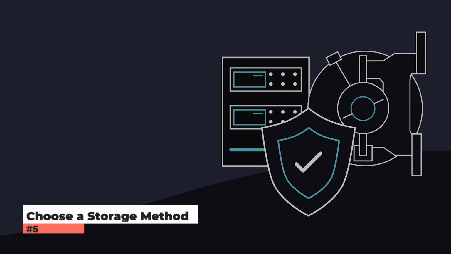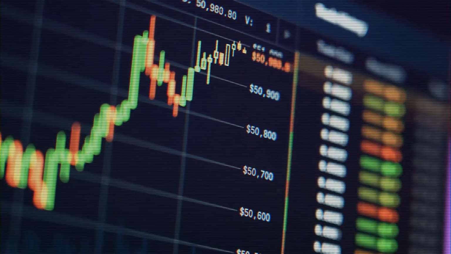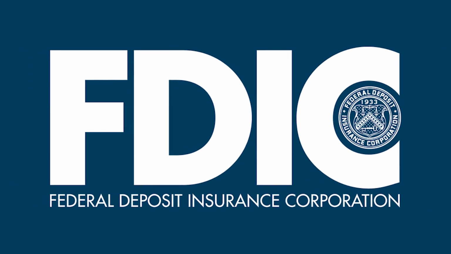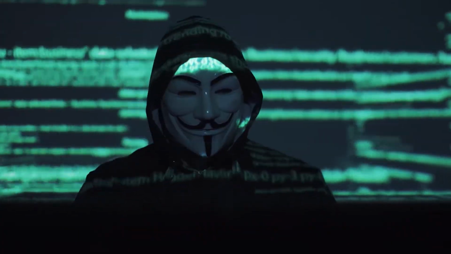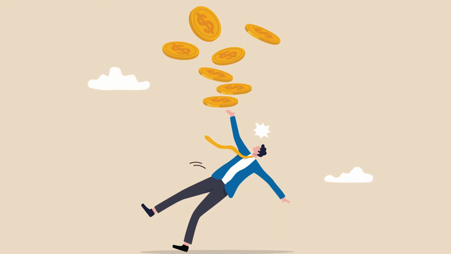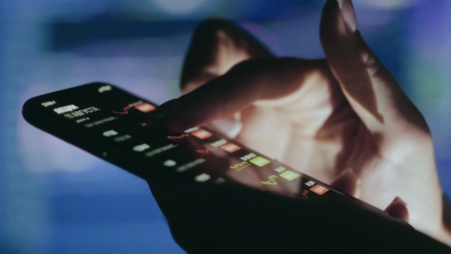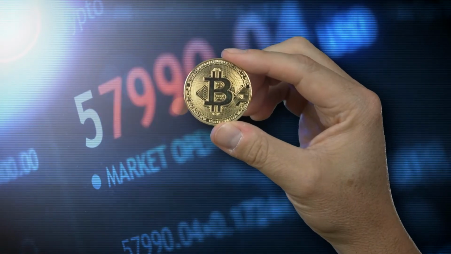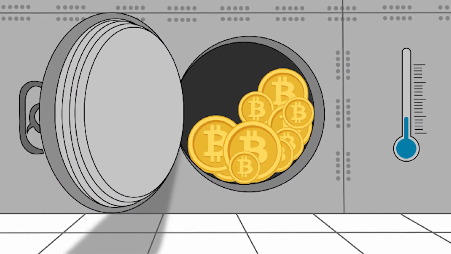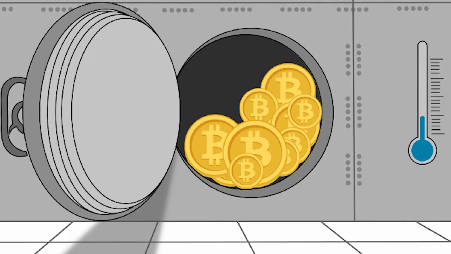Next, you must choose a storage method. Cryptocurrency exchanges are not protected by the Federal Deposit Insurance Corporation, FDIC, and they are vulnerable to theft or hacking. You could even lose your investment if you forget or lose the codes to your account, as has happened to millions of dollars in Bitcoin. That is why it is critical to have a secure location for your cryptocurrencies.